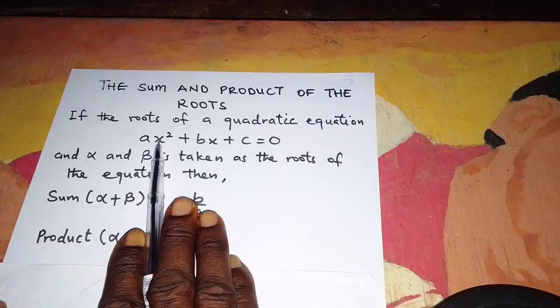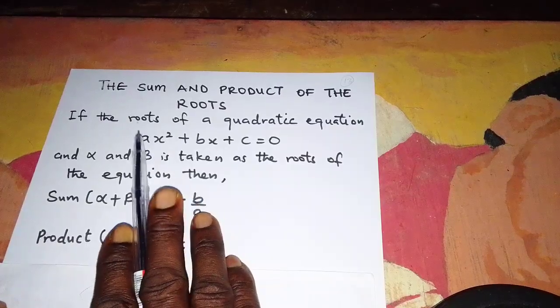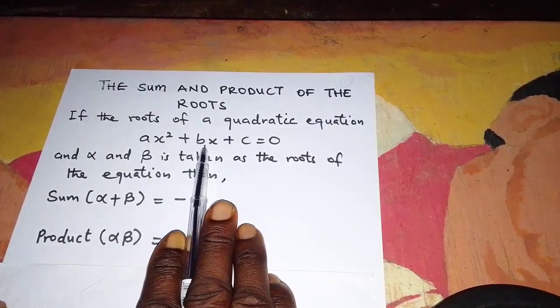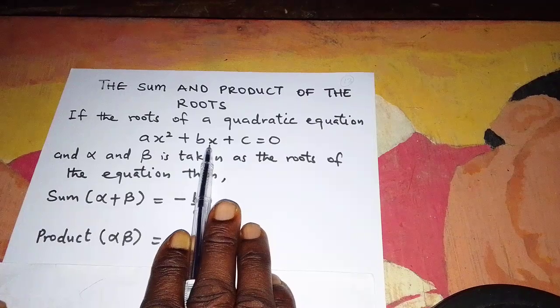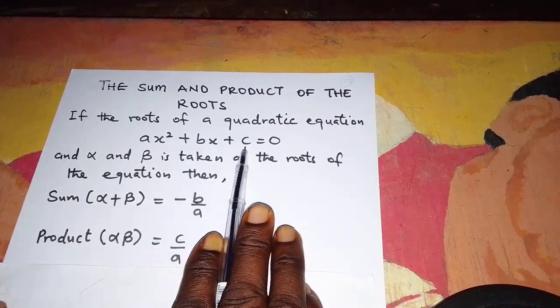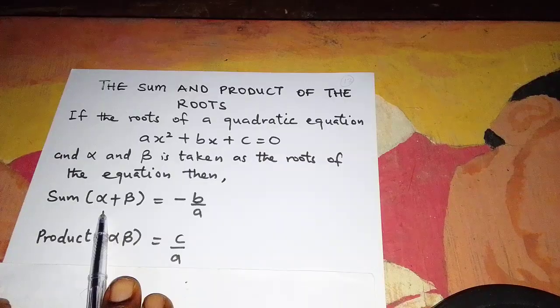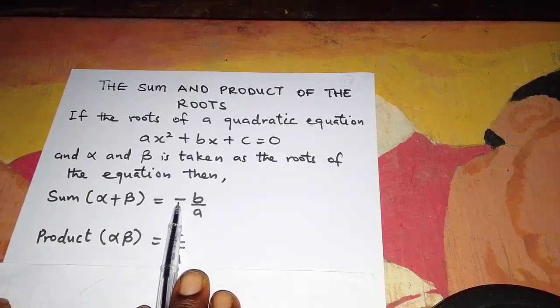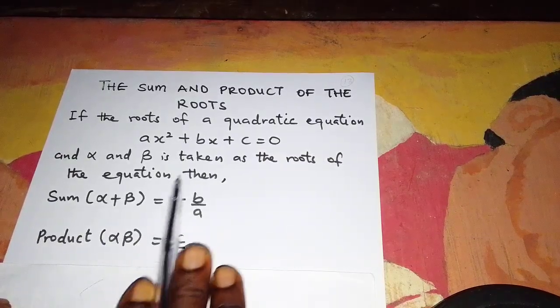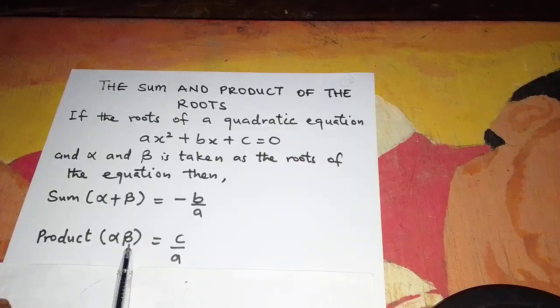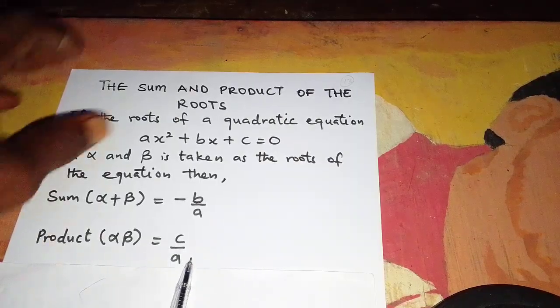So when the coefficient of x squared is a, the coefficient of x is b, and c is a constant, when you are told to look for the sum of the roots, you can say minus b over a. Then when you are told to look for the product of the roots, the formula is c over a.